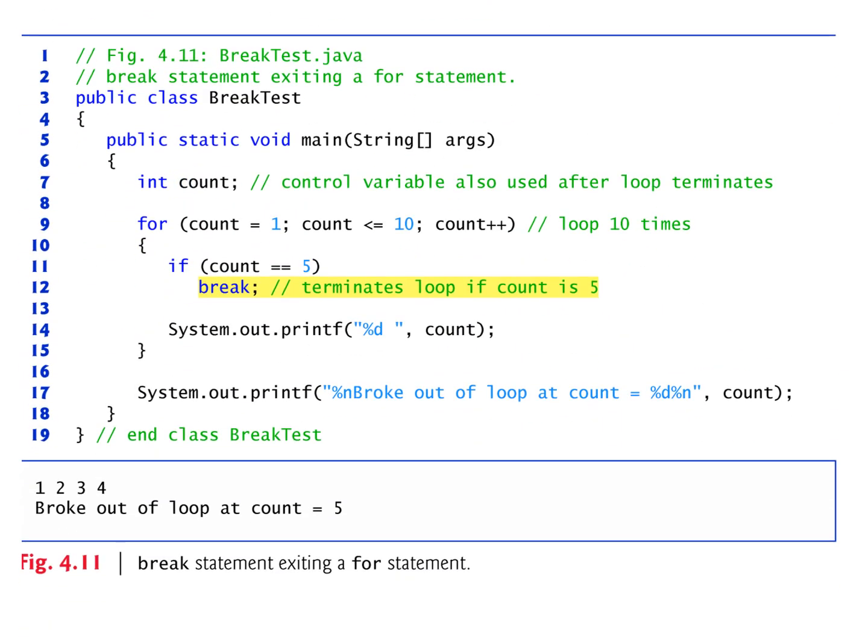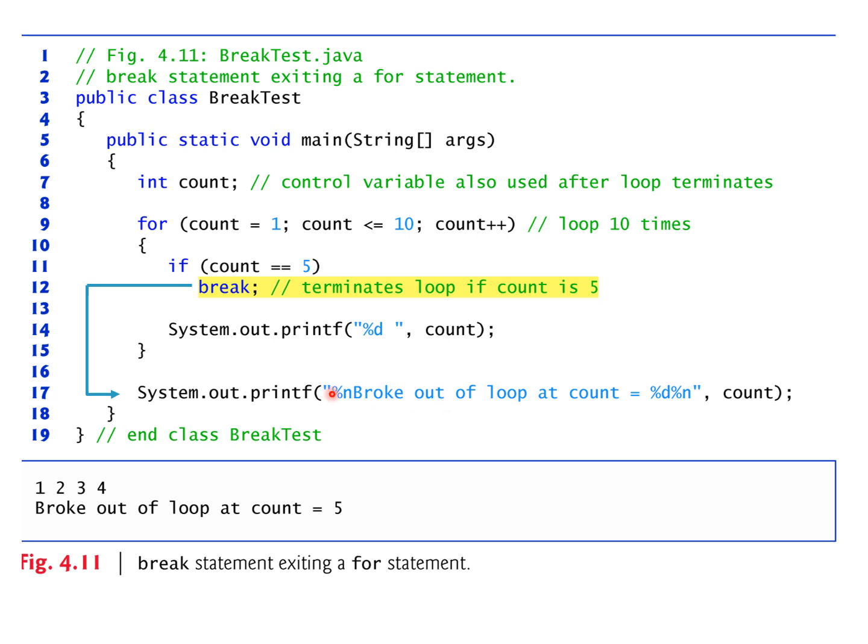Here is an example of a break statement in a for loop. Just like in a while loop or do while loop, the break statement in a for loop will cause the loop body to terminate immediately, and the program continues with the first statement after the for loop.